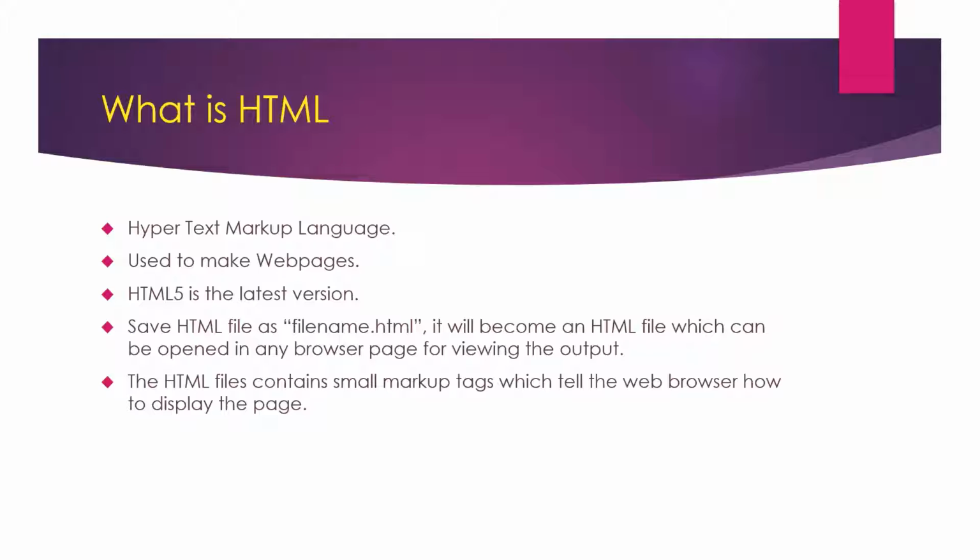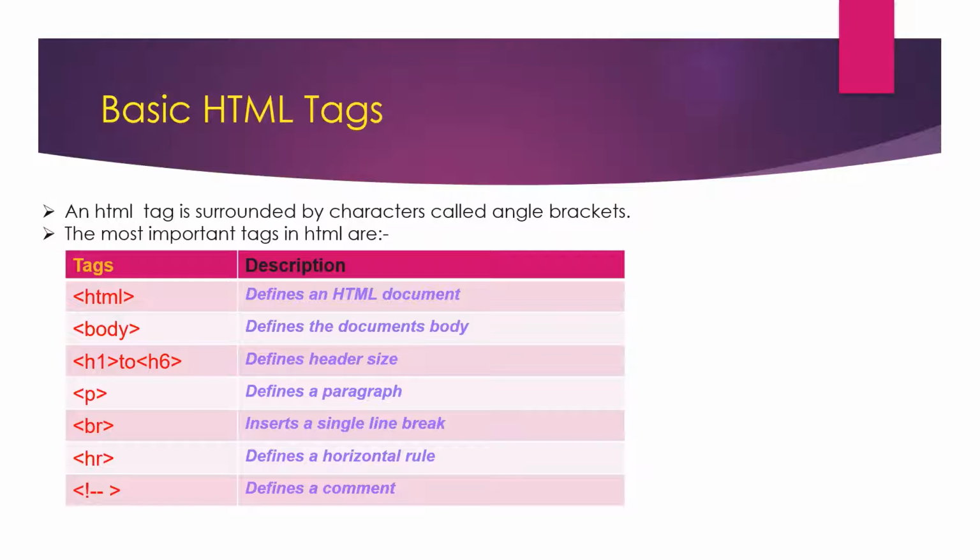If we save HTML files as filename.html, it will become an HTML file which can be opened in any browser page for viewing the output. The HTML files contain small markup tags which tell the browser how to display the page. So what are HTML tags? An HTML tag is surrounded by characters called angle brackets. HTML tags are used to mark up HTML elements. The most important tags in HTML are given below.